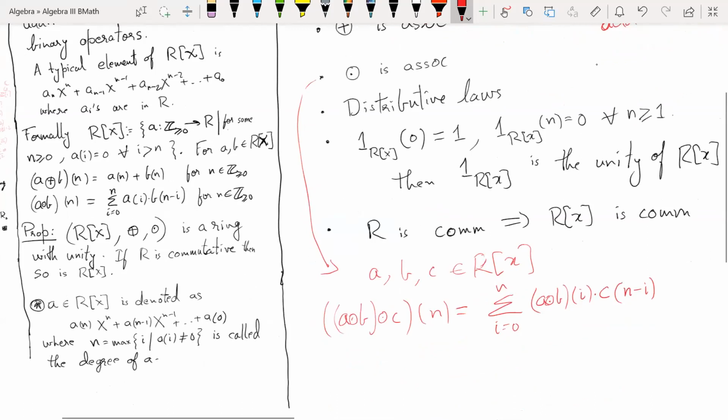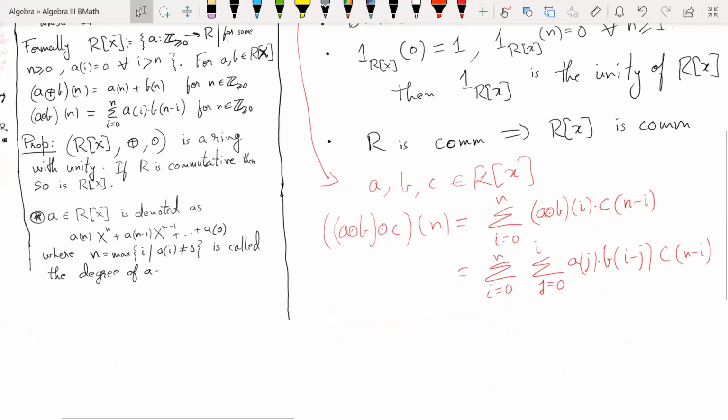So it will turn out to be a double summation. Sum over i equals 0 to n, and let me just expand this part as well. So this is (A·B)(i), which is the sum over j equals 0 to i of A_j times B_{i−j}. This is the usual ring multiplication in R, not R[x]. Then times C_{n−i}. Yeah, so this is how it comes out.